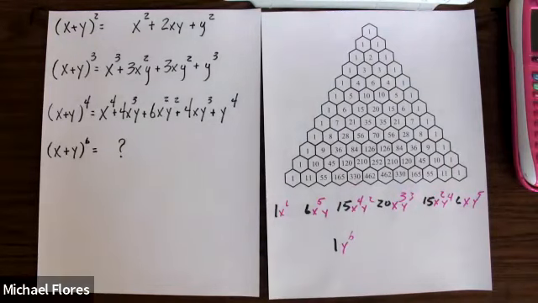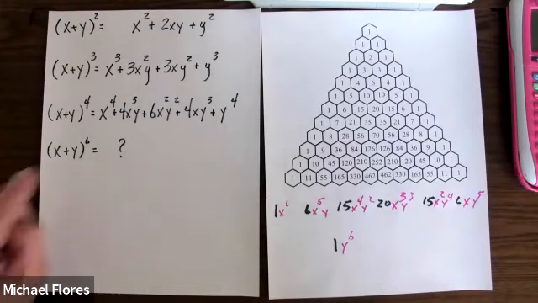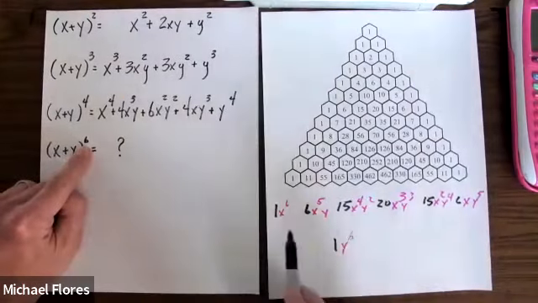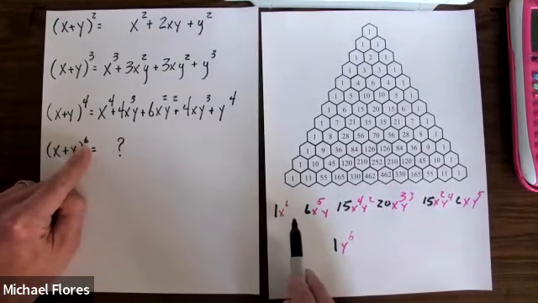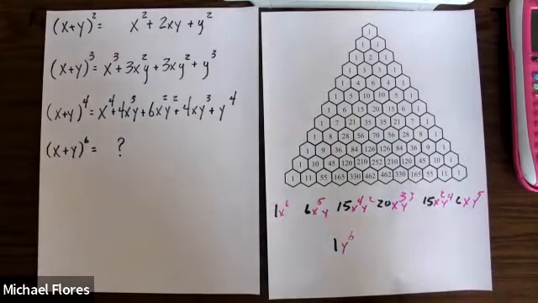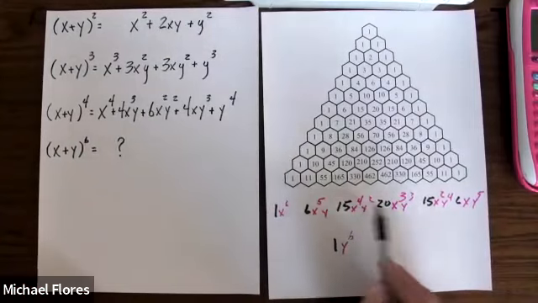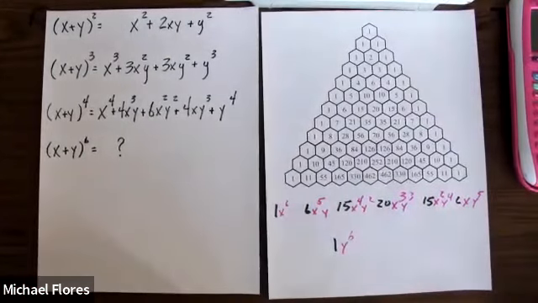Now, there's also another pattern that these variables follow. They all add up to whatever the power of the binomial is. Since this is a sixth power, this term here is x to the 6th, y to the 0. Those exponents add to get 6. Here, 5 and 1 is 6. Here, 4 and 2 is 6. Here, 3 and 3 is 6. See? So if we were to say, hey, what is x plus y to the 8th?